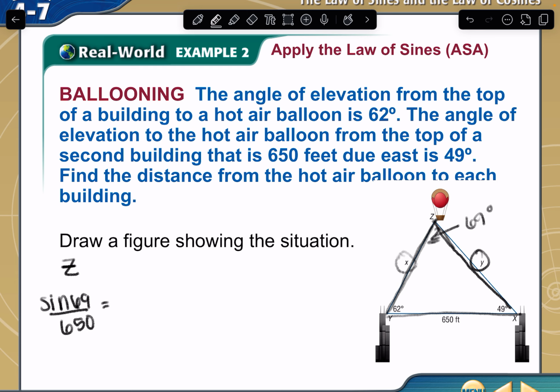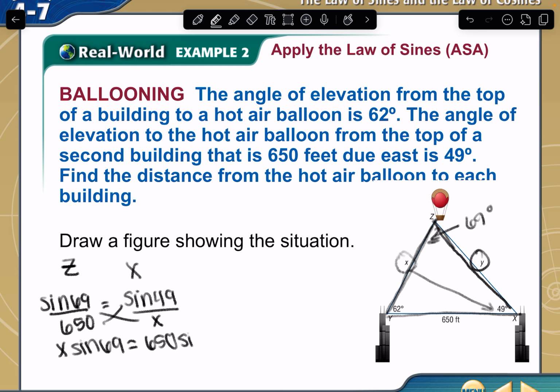It doesn't matter which one you solve first. I'm going to solve for X first for no reason. I know the angle measure for X, and remember they're opposite or kind of across from each other, is 49. I don't know the side length, so that's what I'm trying to find. So I'm finding the side length for X first. Then I am cross multiplying, so I would have X sine 69 is equal to 650 sine 49. Then I'm trying to get X by itself, so I would divide by sine 69 on both sides.